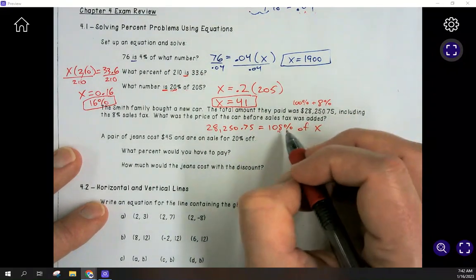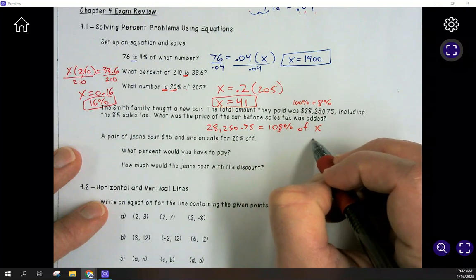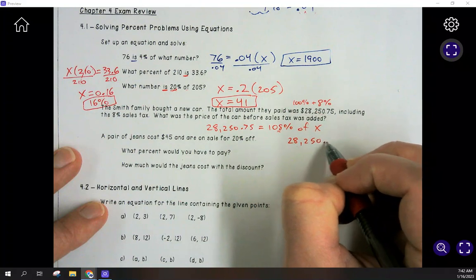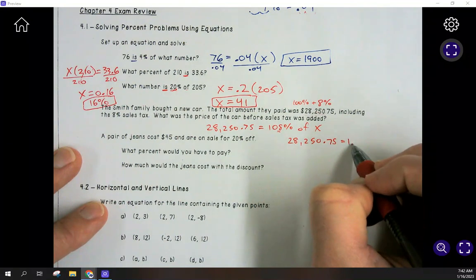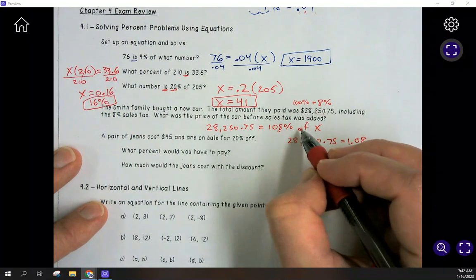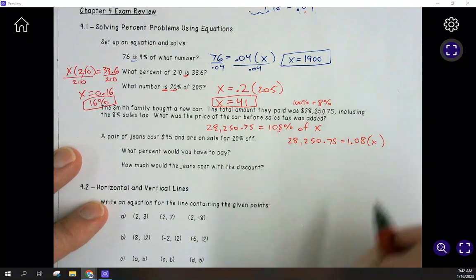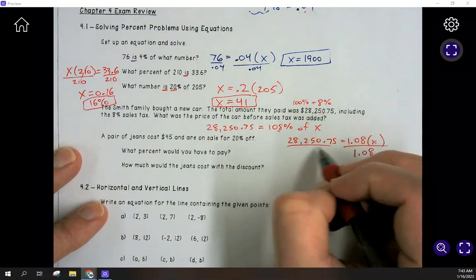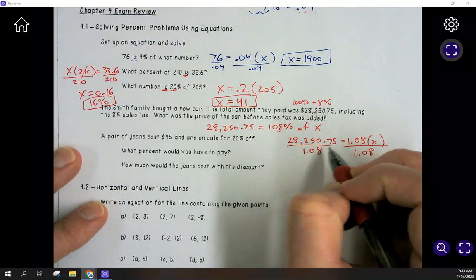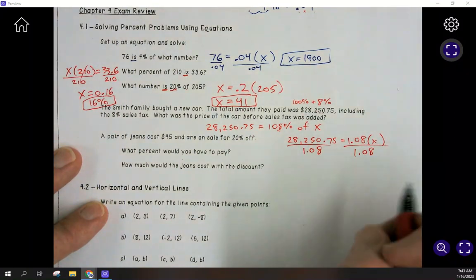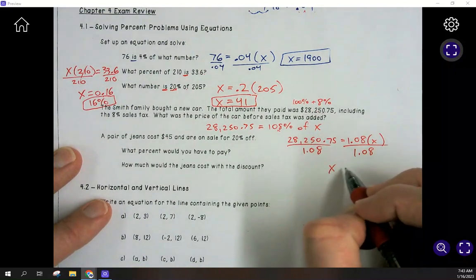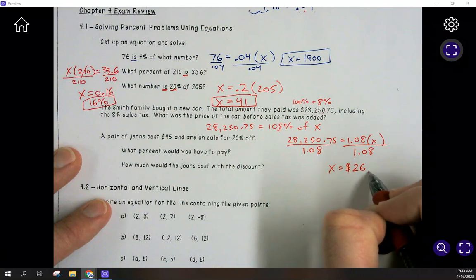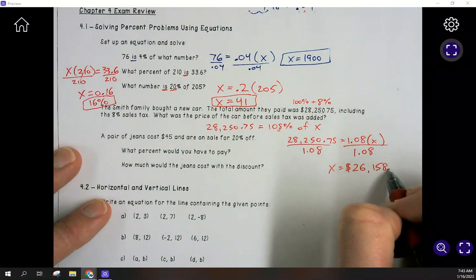So boom, boom. So it's going to be, let's write this all the way out. 28250.75 is 1.08 of x. So all we have to do is divide by 1.08, and we'll get our original answer, the original cost, I should say, 26,158.10.